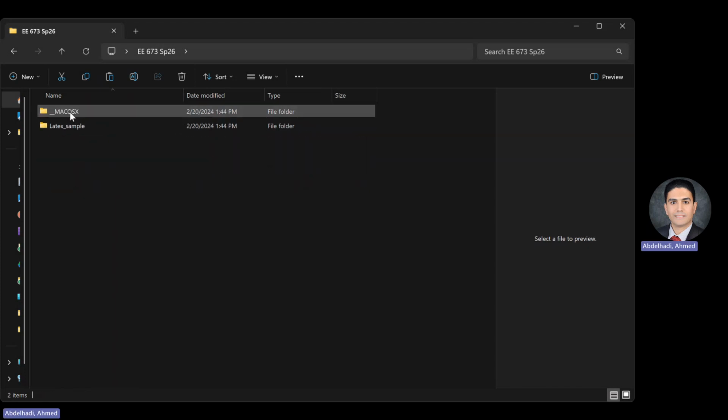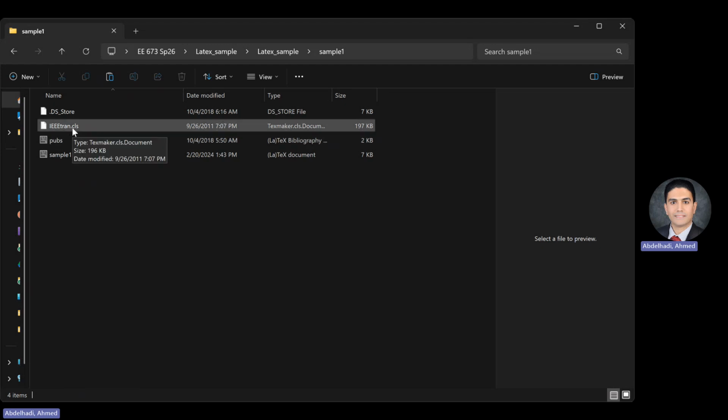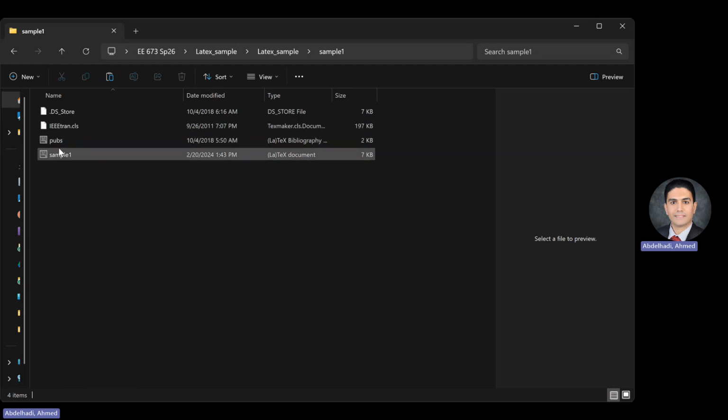Now, when you open it, you get this sample. So you have two samples. Each sample has a tex document and also a BibTeX document, which is the second one here. It also has a class document, which makes sure this is in IEEE format. So these three files you will find in sample one. Now, if we open the sample here, this is going to open TeXMaker. Let me share TeXMaker.